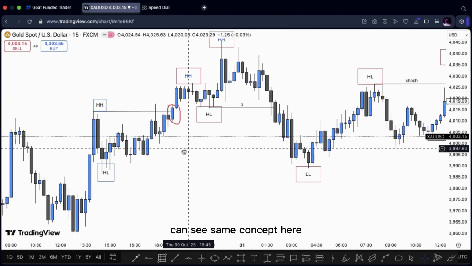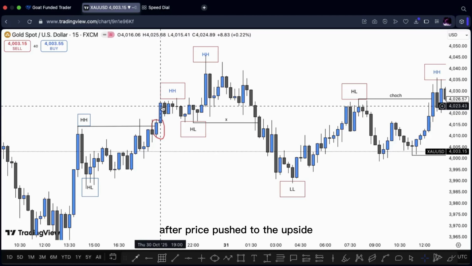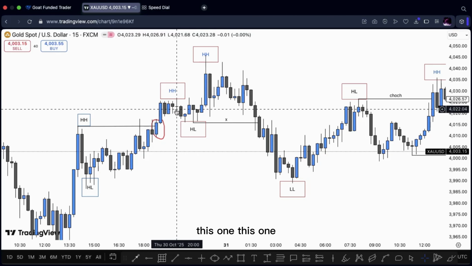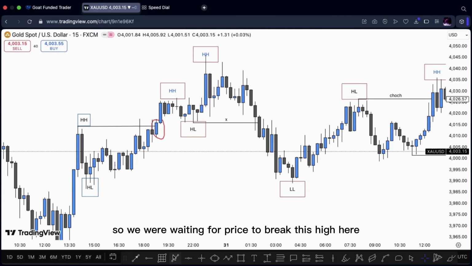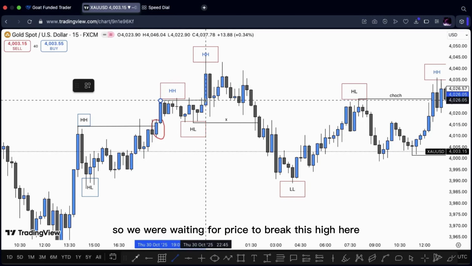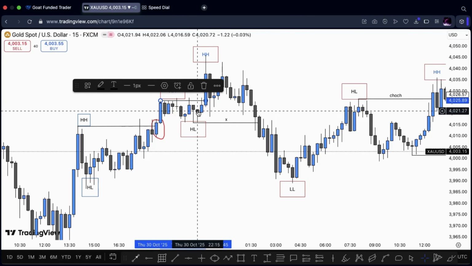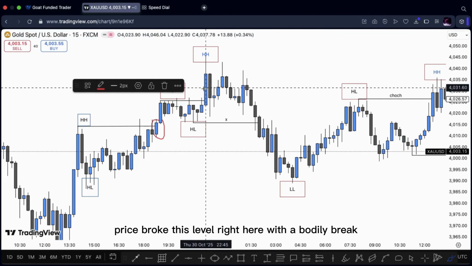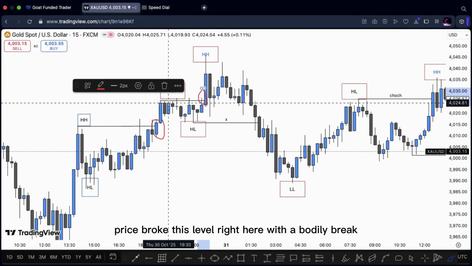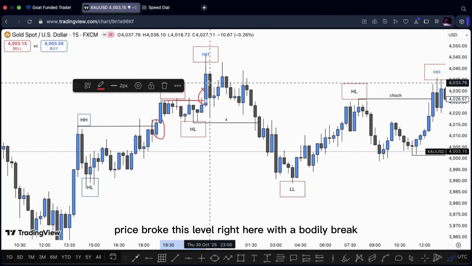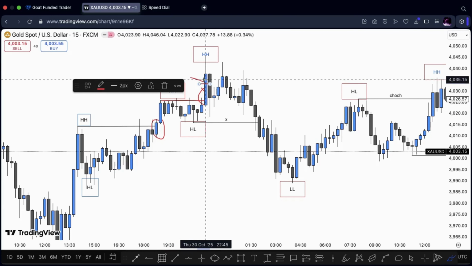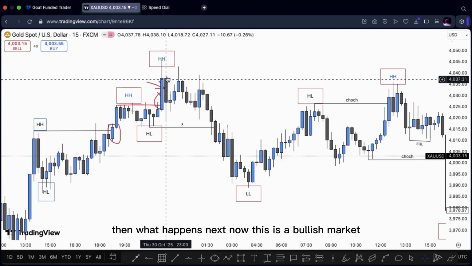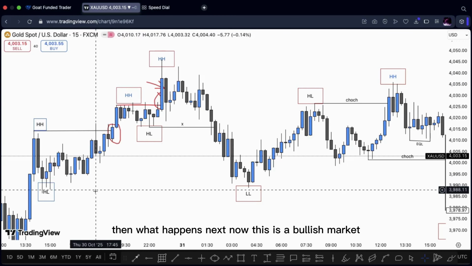You can see same concept here. After price pushed to the upside, it printed two consecutive bearish candles, this one and this one. So we were waiting for price to break this high here. Then price did that. Price broke this level right here with a bodily break. That is a bodily break. Then what happens next? Now this is a bullish market.